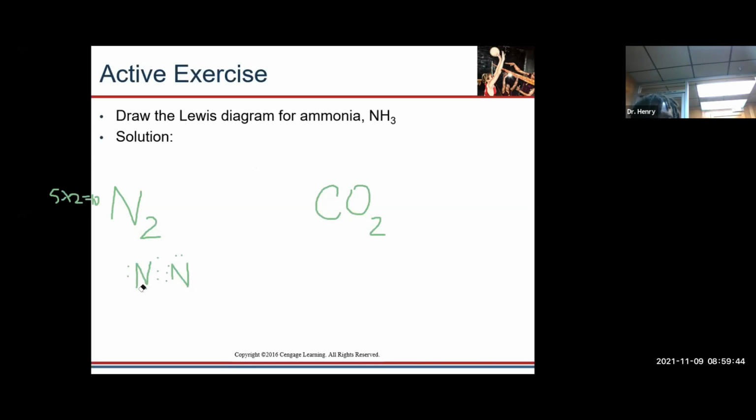Okay, so we need to figure out a way of using these electrons so that each nitrogen has 8 around it. How many electrons are going to have to be shared for each of them to have 8 electrons around it? Okay, so if you said 2, so you're saying that we have to have 2 here, so that would be a double bond.